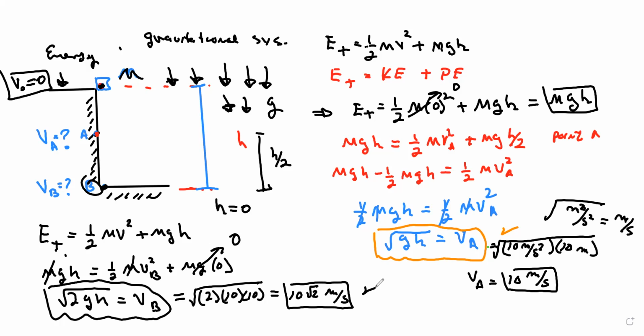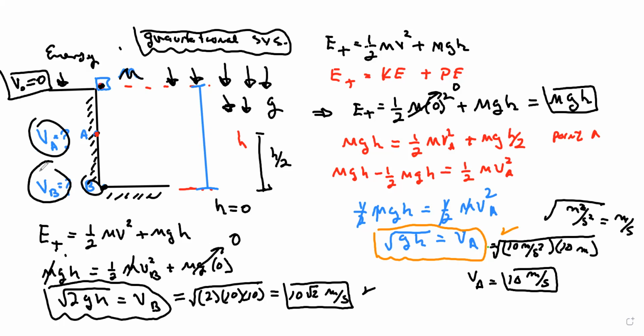So there you go. You have an energy problem where you are using a mechanical gravitational system. And you have found the velocities at point A and point B as this particle here that has mass m is coming down. As you can see, the velocity is independent of the mass. We hadn't used the quantity mass for anything in this problem. And there you go, you got another problem there.